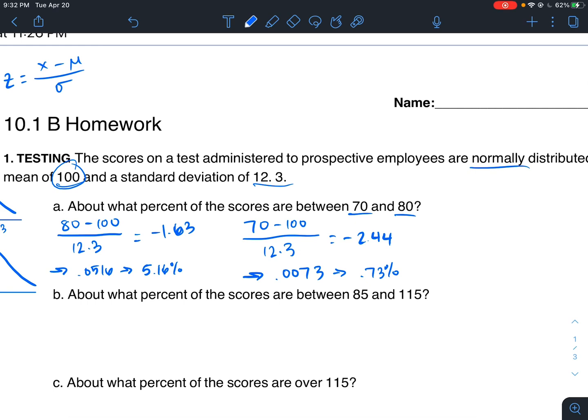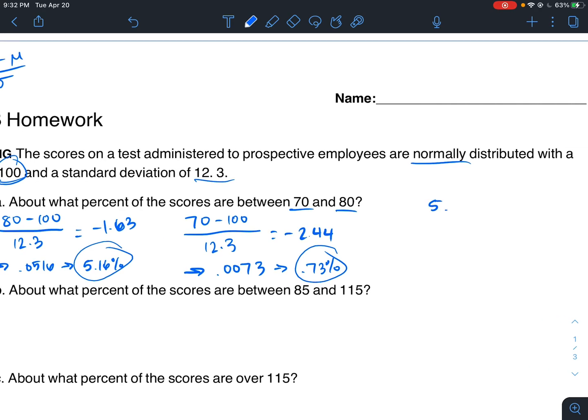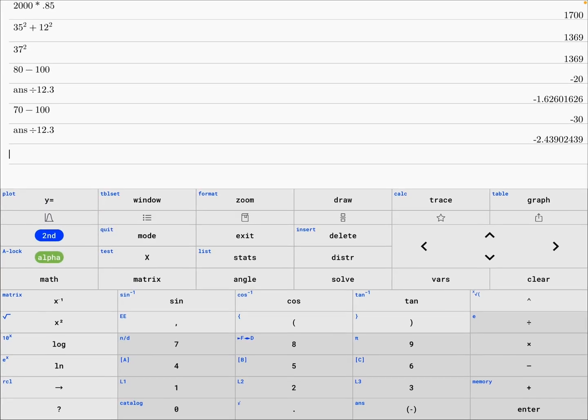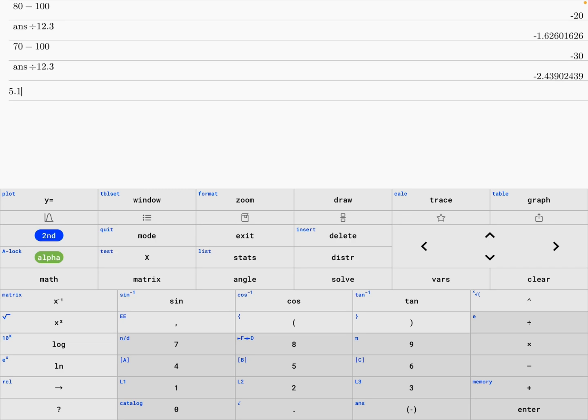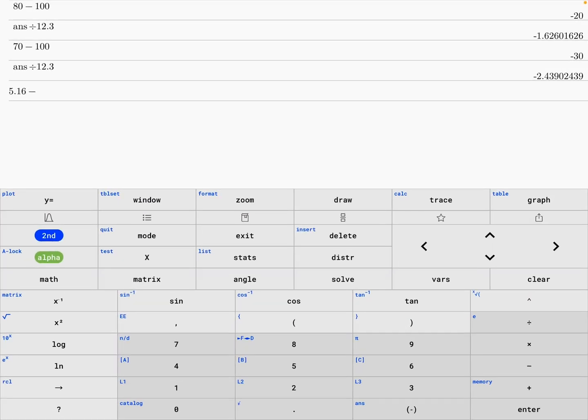Okay, so now what I'm going to do is subtract these probabilities. I'm going to take 5.16% and subtract 0.73%. So 5.16 subtract 0.73, and I get 4.43%.